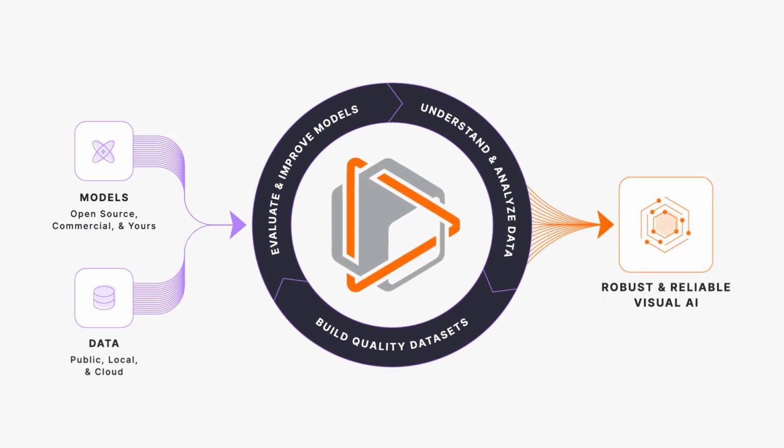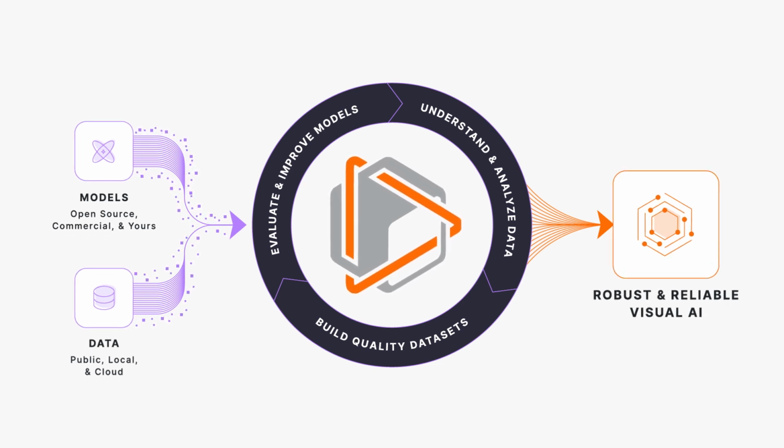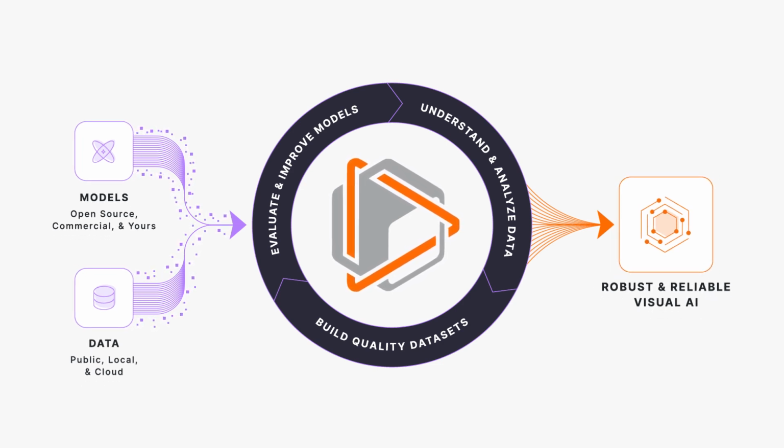FiftyOne is the refinery for your visual AI projects that helps you analyze data and models and derive answers to complex questions at every phase of your machine learning lifecycle. Remove manual effort and guesswork to develop better, faster, and more efficiently.